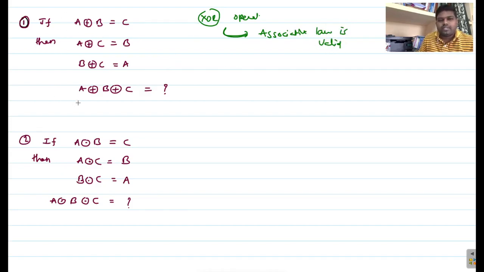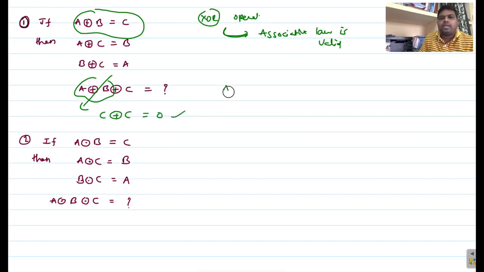So if you observe this, A XOR B XOR C equals what? But already we have A XOR B equals C. Directly you can substitute C here, right? Now what will you get? C XOR C. If both the inputs are the same, the output will become 0. So A XOR B XOR C equals 0. Okay, so that is the answer.